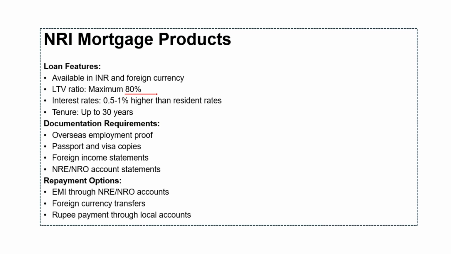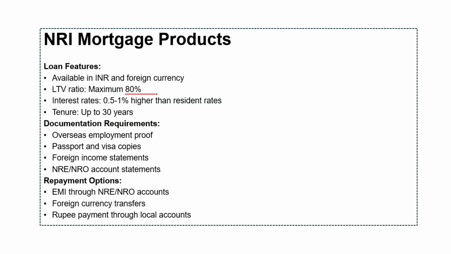So, documentation requirements are significantly more stringent, often requiring notarization and multiple income proofs. The overseas employer letter must be detailed, covering salary, designation and employment tenure. Foreign income statements require CA certification and currency conversion documentation. The NRE and NRO account statements provide crucial evidence of fund flow patterns and repayment capability. Repayment flexibility through multiple channels accommodates NRIs' diverse financial arrangements and provides options during currency volatility periods.